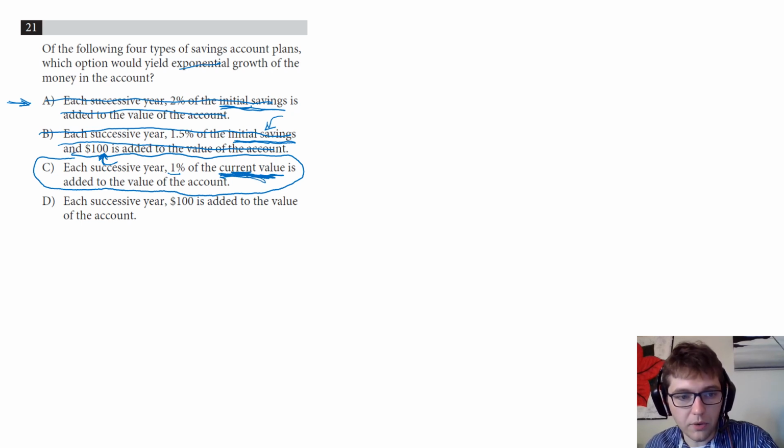And let's just read D for completeness. Each successive year, $100 is added to the value of the account. That would not at all be exponential because it's just a constant $100 per year. So D is incorrect. C is your correct answer.